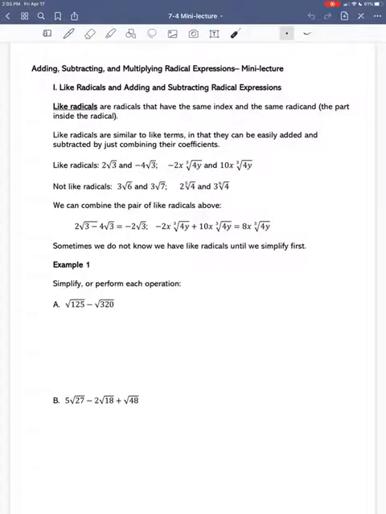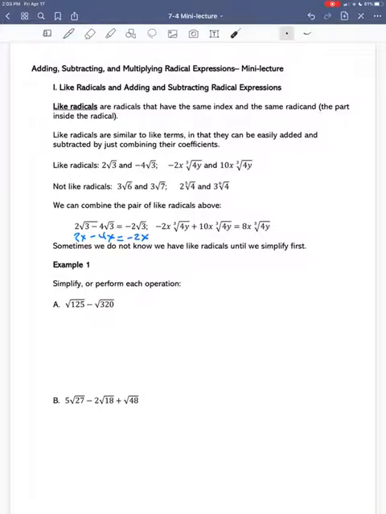The like radicals that I have above can be combined. So if I have 2 square root of 3 minus 4 square root of 3, I would just say, what's 2 minus 4? Well, 2 minus 4 is negative 2, so that would just be negative 2 times the square root of 3. Just like 2x minus 4x, right? If we had that problem, 2x minus 4x, that would just be negative 2x. So it acts exactly the same way as like terms.